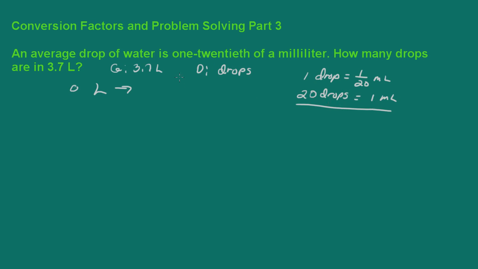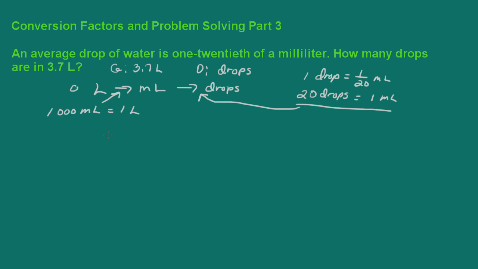1 milliliter. So now I'm going to have to convert liters to milliliters, and then finally, I can go from milliliters to drops. So I need one more equivalence. This equivalence takes care of this part, but now I need an equivalence that takes me from liters to milliliters. Well, we know that there are 1,000 milliliters in 1 liter. So now I have an equivalence for both arrows here.